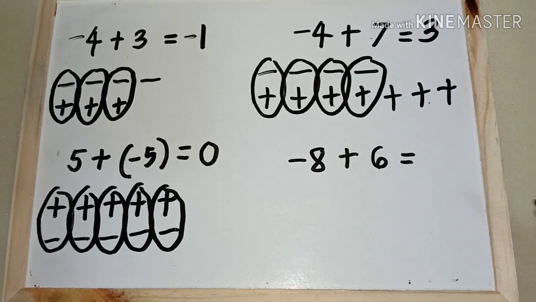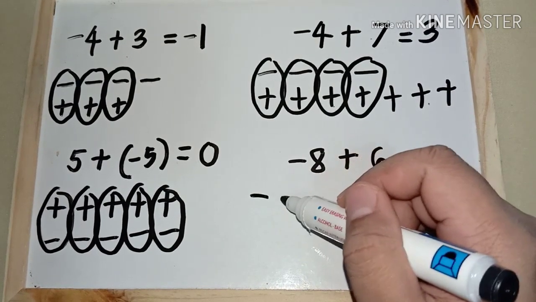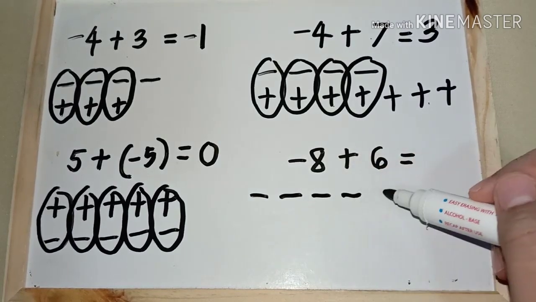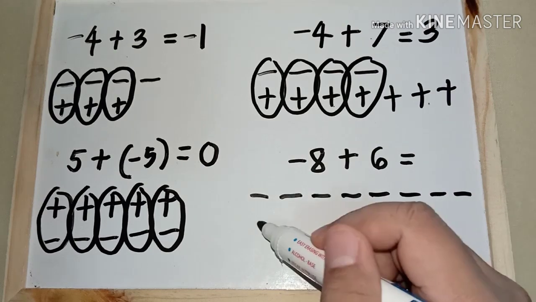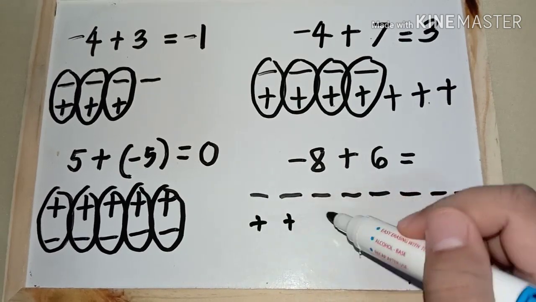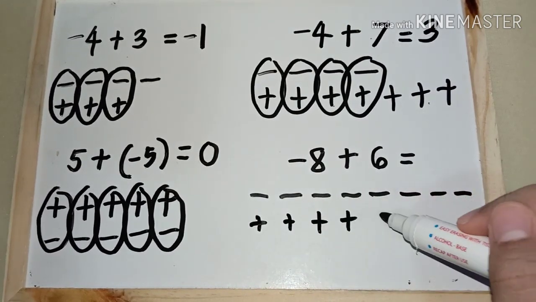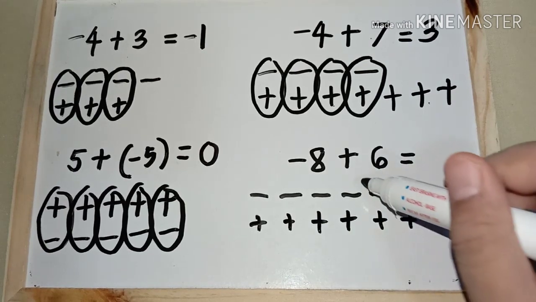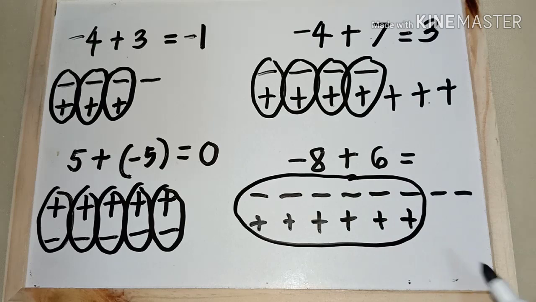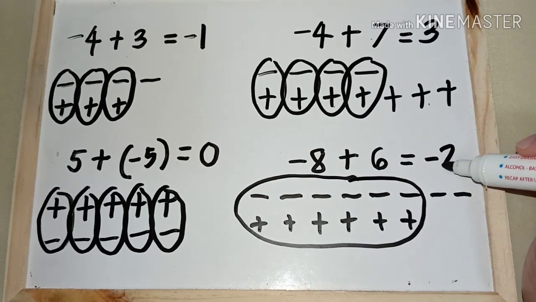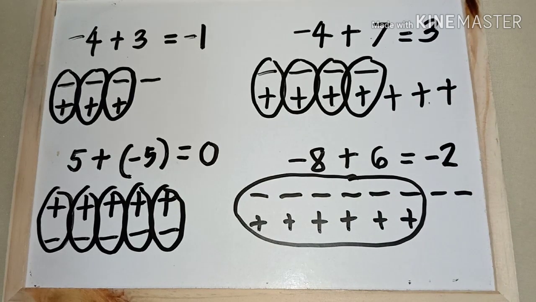Next, negative 8 plus positive 6. 1, 2, 3, 4, 5, 6, 7, 8. Plus positive 6. 1, 2, 3, 4, 5, 6. And this part here will form zero pairs, right? So what's left is negative 2. So that means negative 8 plus positive 6 equals negative 2.